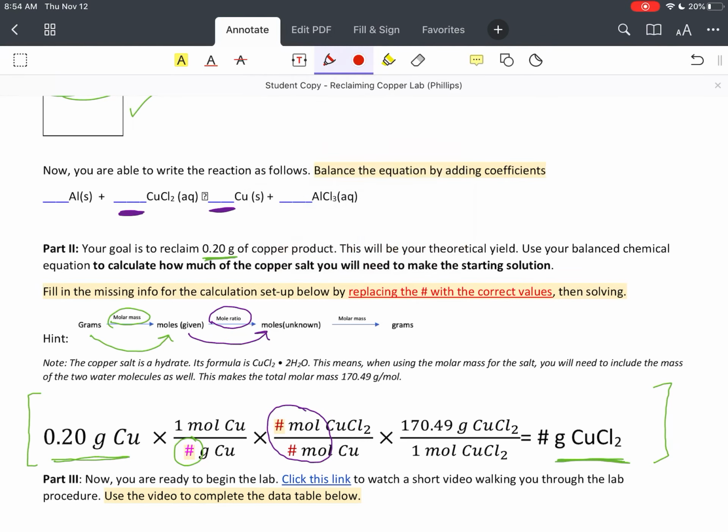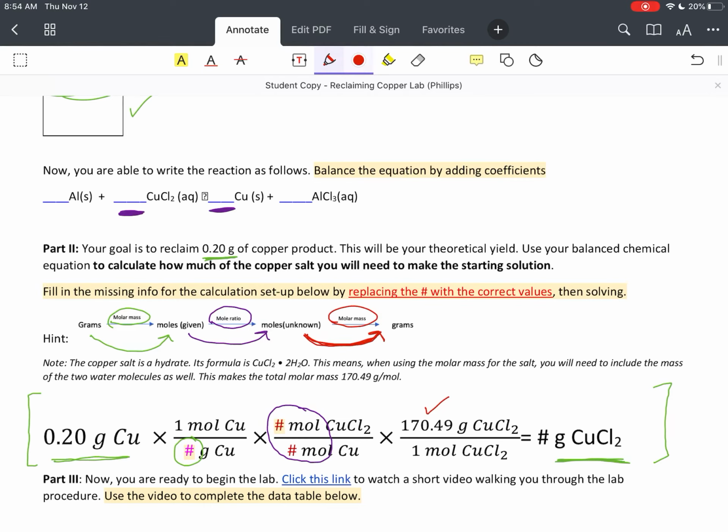The last step is converting between moles of what we were looking for that we have now and converting it into grams. And again, we're going to use the molar mass. That has already been filled in for you in this step. Okay, so you don't have to do anything for the last step.